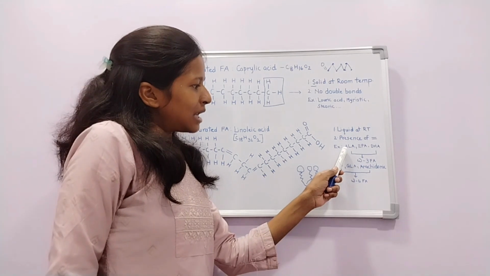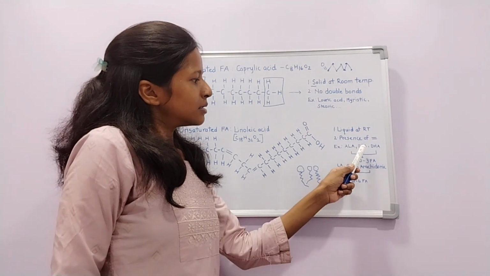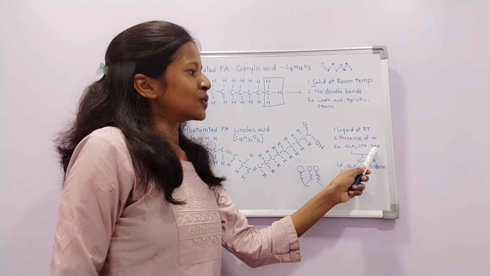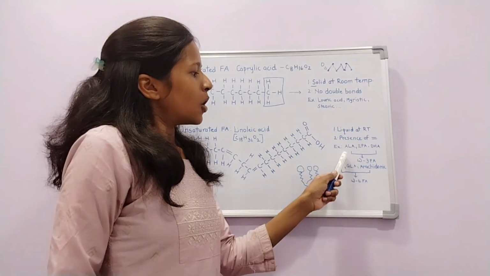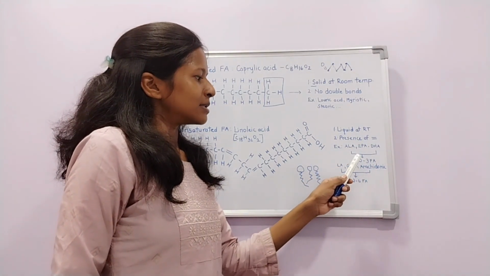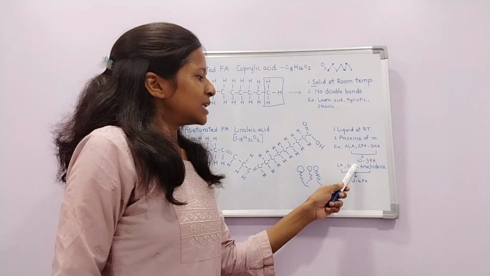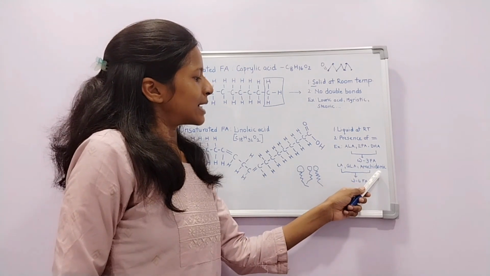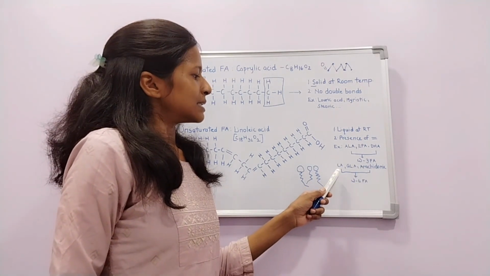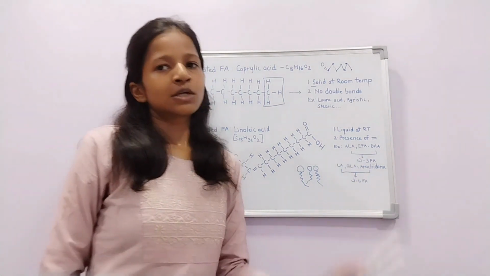So alpha linolenic acid, eicosapentaenoic acid, docosahexaenoic acid, all these are omega-3 fatty acids. Gamma linolenic acid, arachidonic acid and linoleic acid, all these are omega-6 fatty acids.